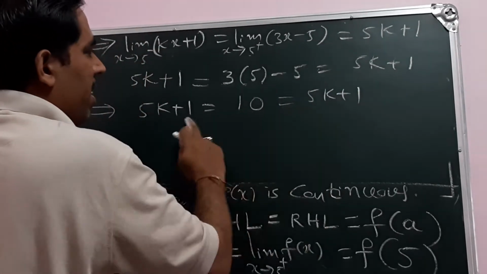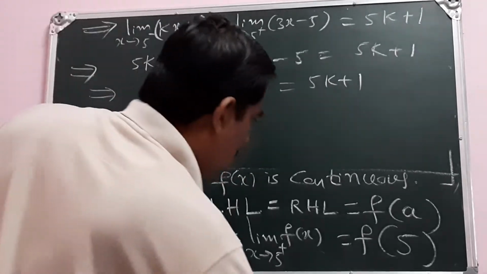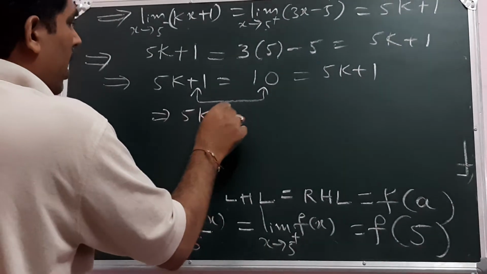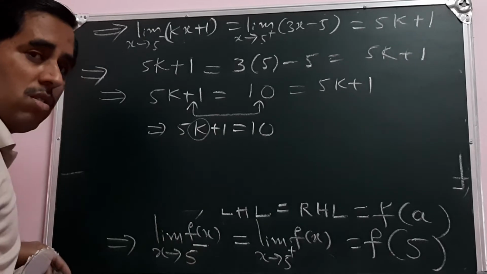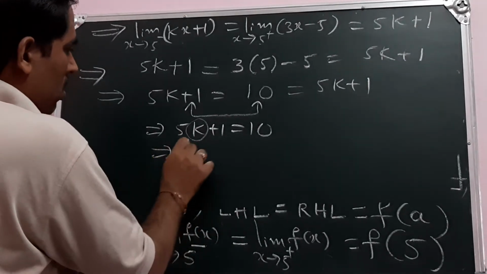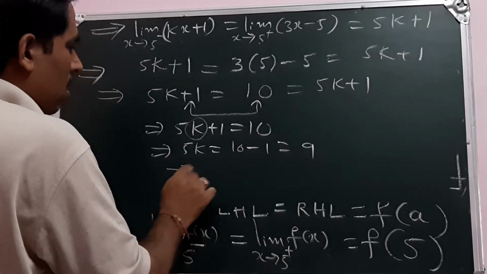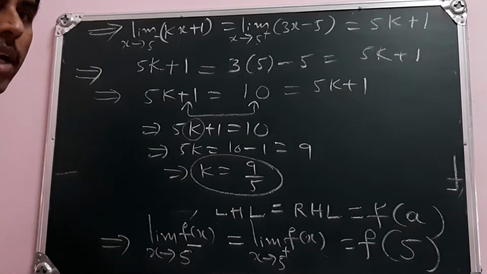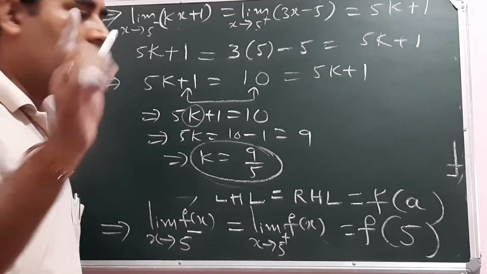So these two are the same, so equate these two here. 5k plus 1 is equal to 10. Solve for k. The question is to find the value of k. So 5k is equal to 10 minus 1, which is 9. So k is equal to 9 by 5. For this value of k, the given function will be continuous.